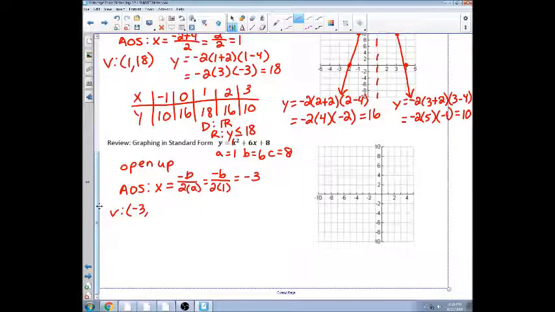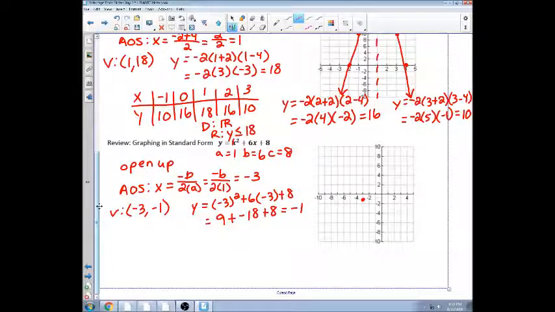I need to find my Y. So in order to find my Y, I will plug negative 3 back in for X. So this would equal negative 3 squared plus 6 times negative 3 plus 8. Negative 3 squared is 9 plus 6 times negative 3 would be negative 18 plus 8. All that added up would get me negative 1. Okay? So my vertex is negative 3, negative 1. I'm going to go ahead and plot that. Negative 3, negative 1 would be halfway down in that little section there.